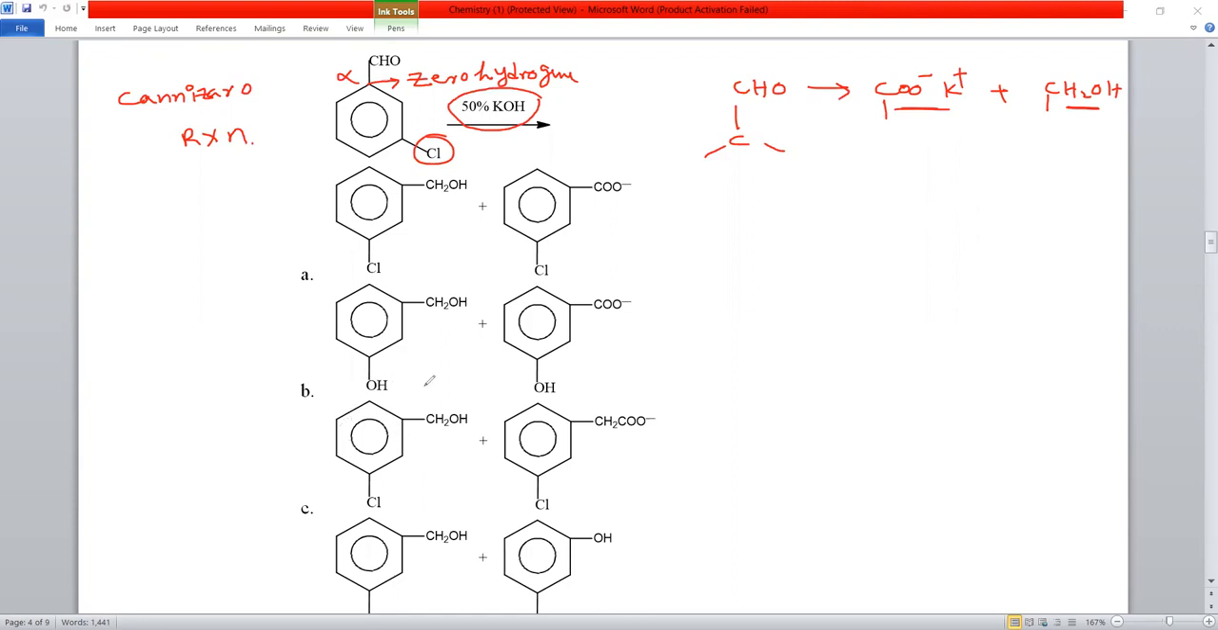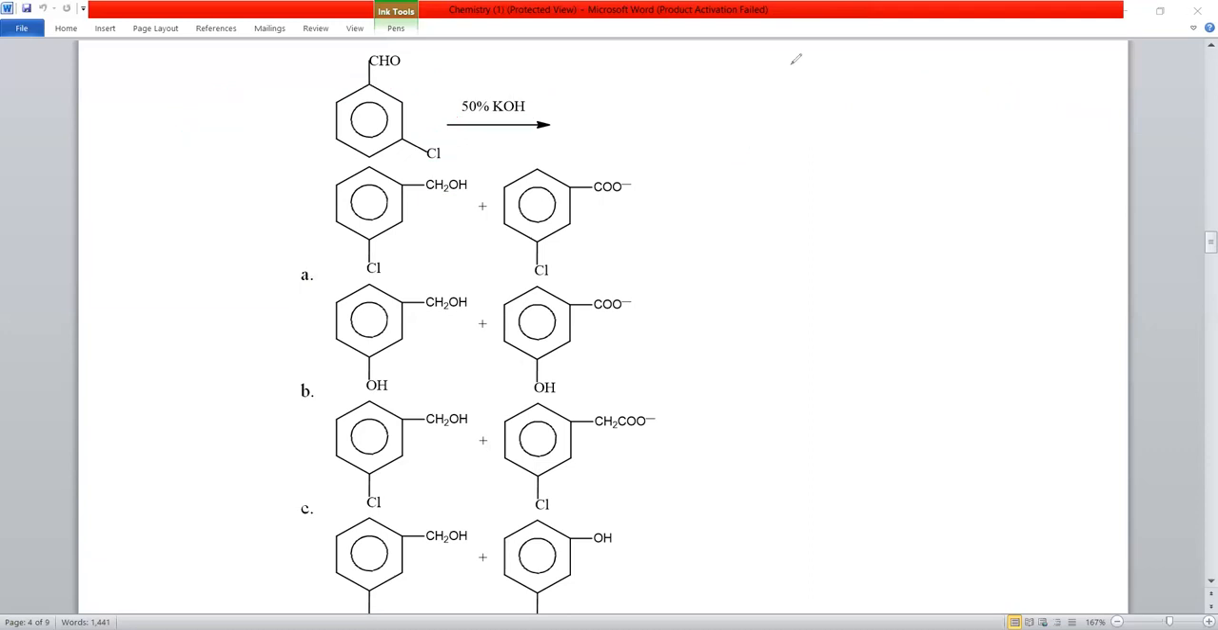Check where it is. In one place there should be the alcohol, and in another place the salt has to be present. So check here in option A: CH2OH we got and COOH. On 3 positions we have chlorines, so they are not affected. So option A is the correct answer.